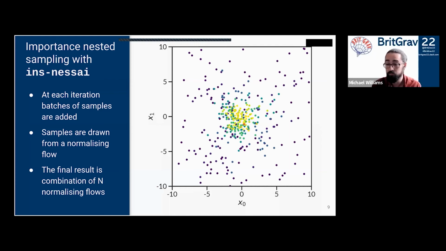And so what we end up with at the end of this is a set of n normalizing flows, which are essentially distributions, which we can draw from to get our final samples, and then we can get from that the evidence and posterior samples.